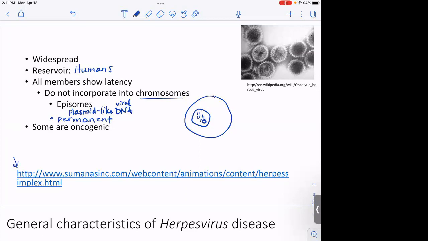One is pretty rare. Well, both of them are pretty rare, but one causes Kaposi sarcoma that we won't really talk about. That's usually AIDS patients that get that. And another one is, I think it's a B cell, it's a B cell cancer, Burkitt's lymphoma. That's what it's called. Okay, so a few of them, depending on where they go latent and what kind of cells, can be oncogenic.